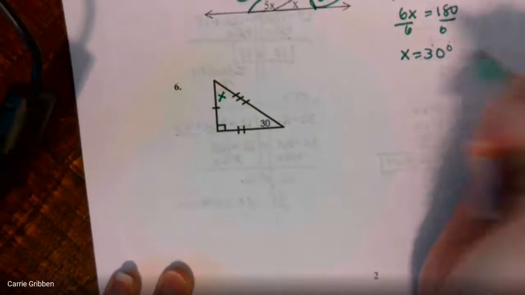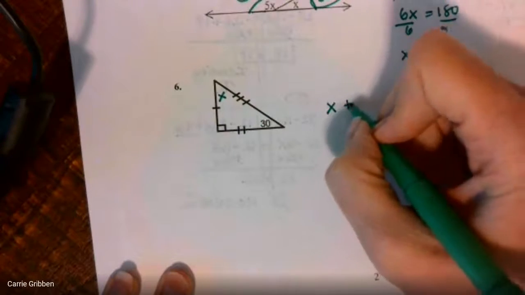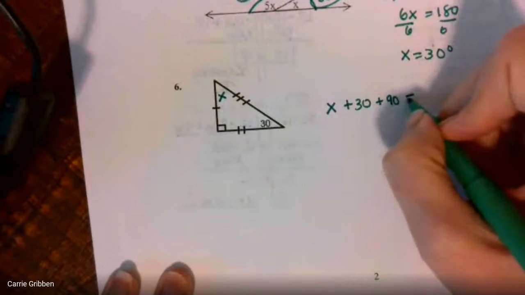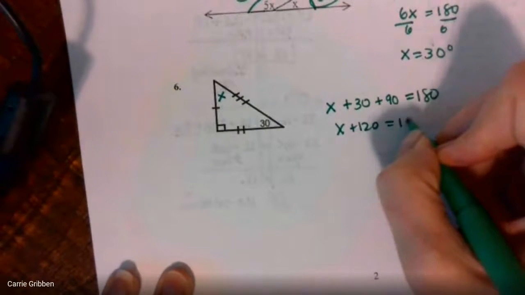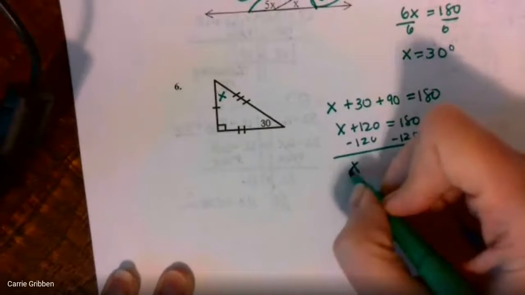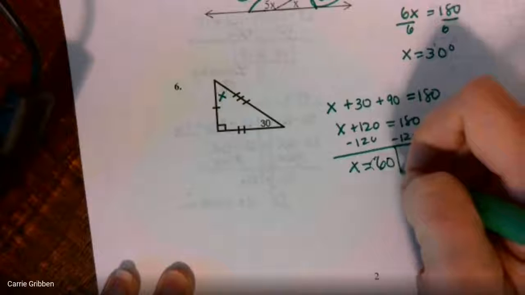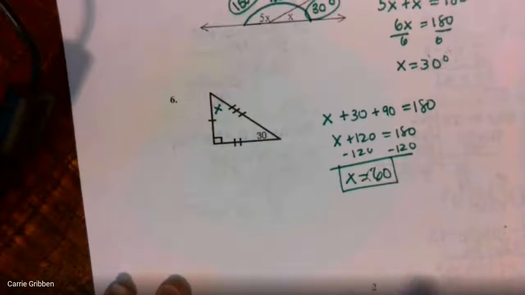So we'll just put an X in there for that. Basically, when you look at your three angles, one of them is X, one of them is 30, and the right angle, of course, is 90. And again, all that should add up to 180. So X plus 120 equals 180, and then you subtract 120. So X turns out to be 60. So that missing angle is 60 up there. Okay? Hopefully we remembered a lot of that, but it's a little bit of review.